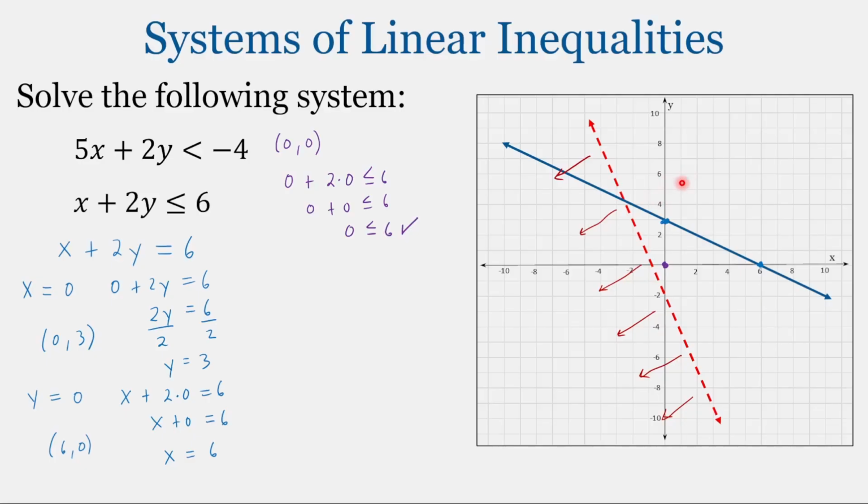But just as a check, I am going to check a point on the other side of this boundary line. And I'll go ahead and check a point on this y-axis. I'll check the point 0, 5. And when I check this point, I should not get a true statement. I should not be shading this side of the line. So we have 0 plus 2 times 5 less than or equal to 6. This is 10 less than or equal to 6. And as expected, this is not a true statement. So we're going to shade the side of the boundary line that includes the origin.